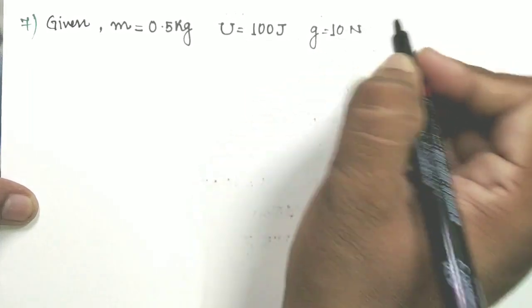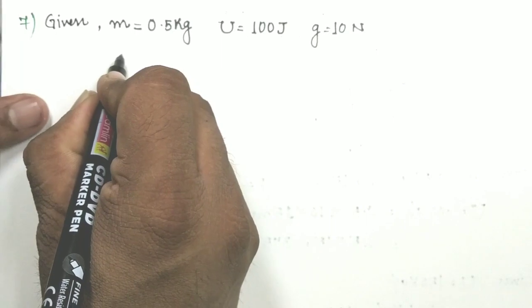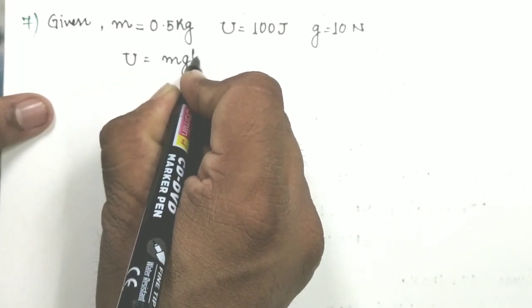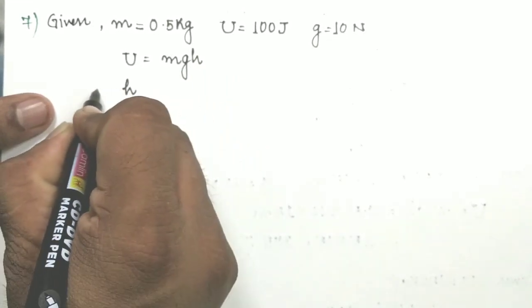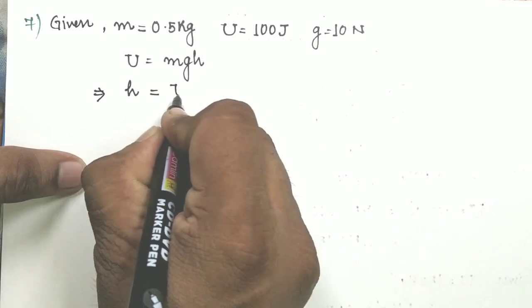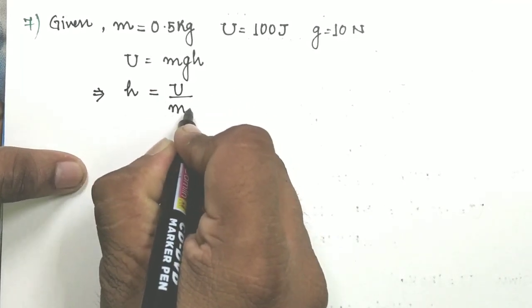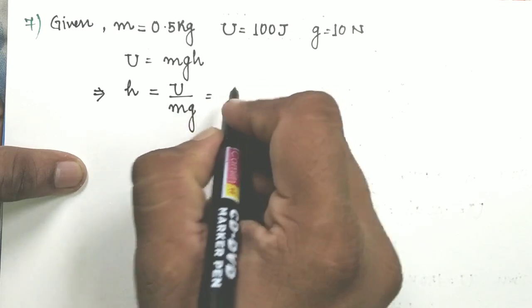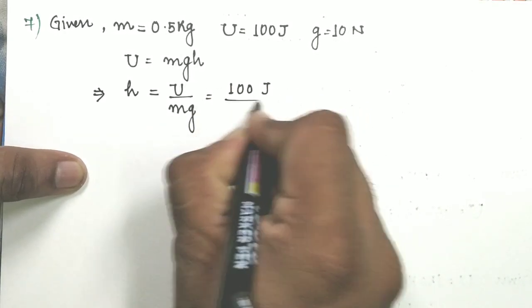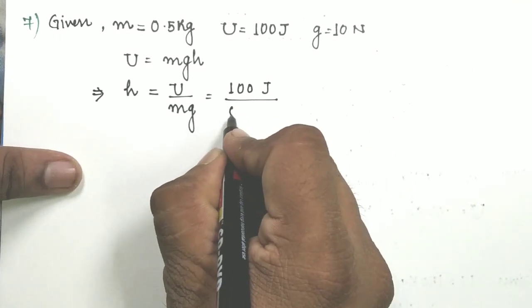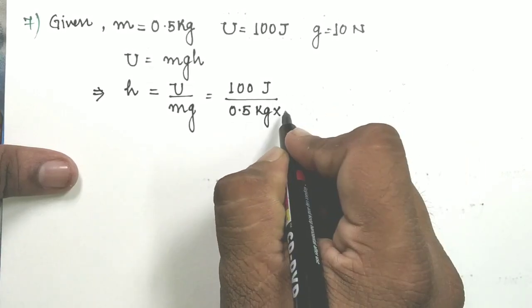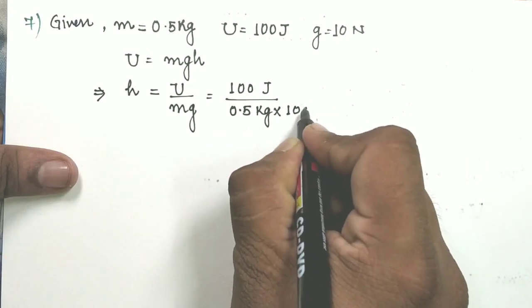Okay, so in this condition we will write, as we know that U is equal to mgh. So in order to calculate the height of the object, height can be calculated as U upon mg. As in the question it is given that potential energy is 100 joule and m is given as 0.5 kg. Okay students, and gravity is given as 10.